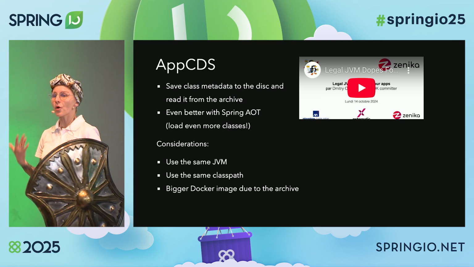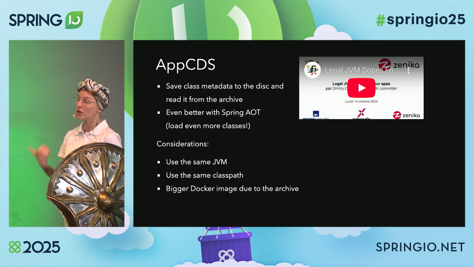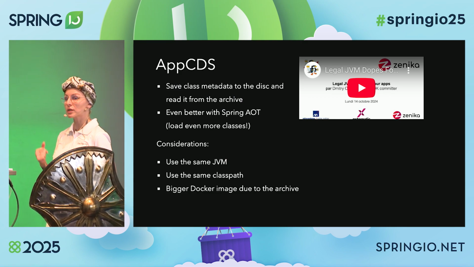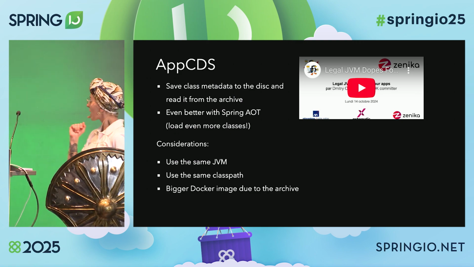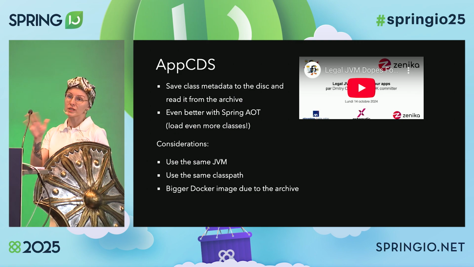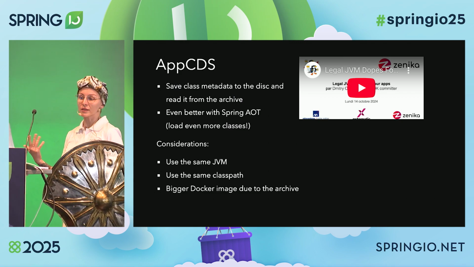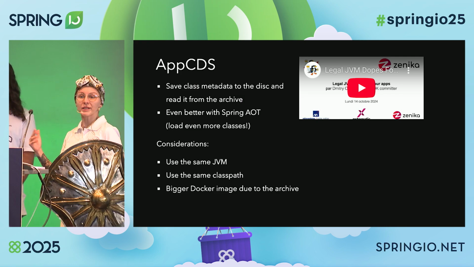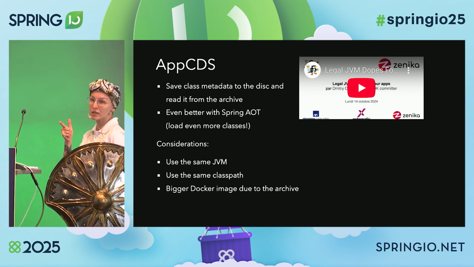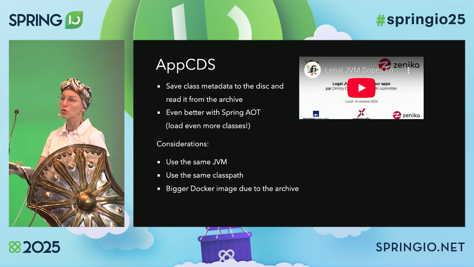So I defend our application. I don't want it to break. I don't want to refactor the code. And I don't want to solve any issues if we introduce a new solution. So what's your idea? What I found is the feature called AppCDS. It's pretty straightforward. It saves the class metadata to the disk, and then the JVM reads the metadata from the archive. And it is even better with Spring AOT, because this way we will load even more classes.